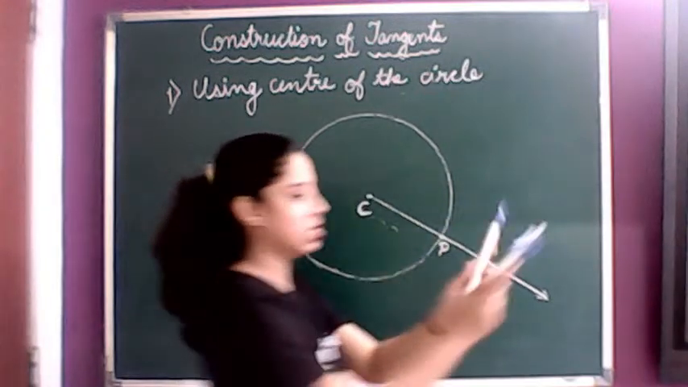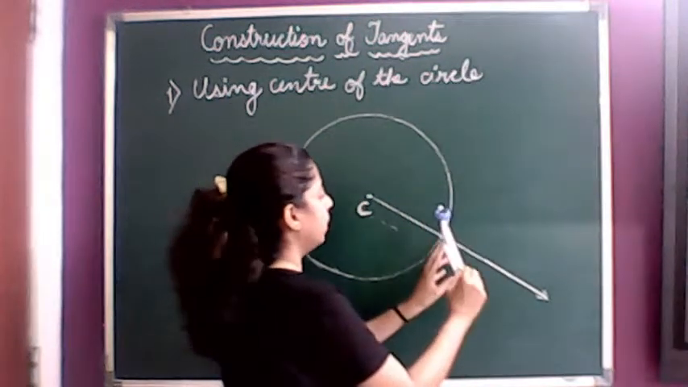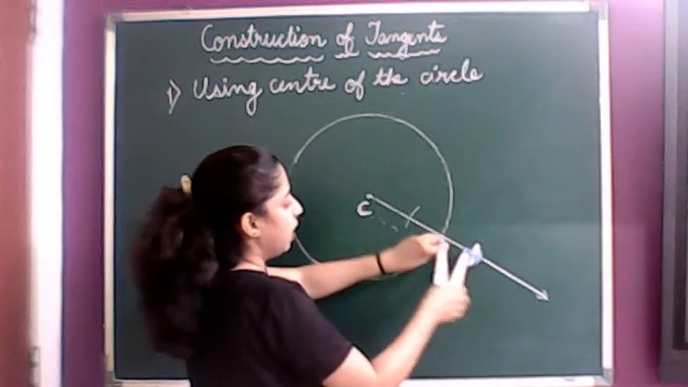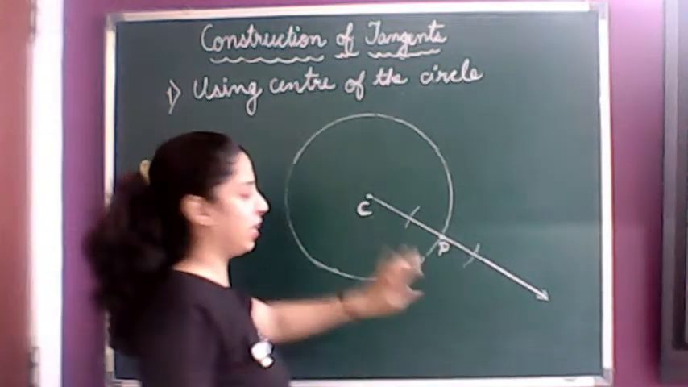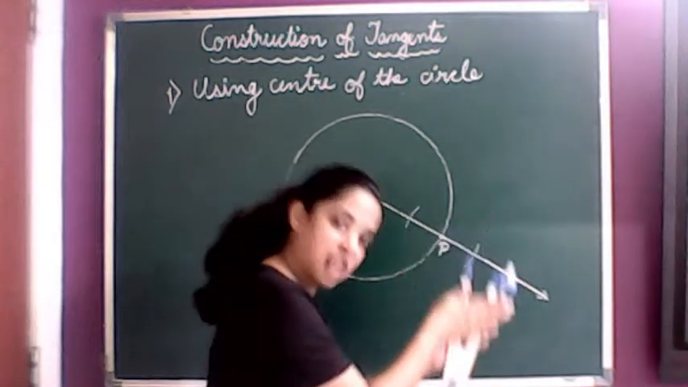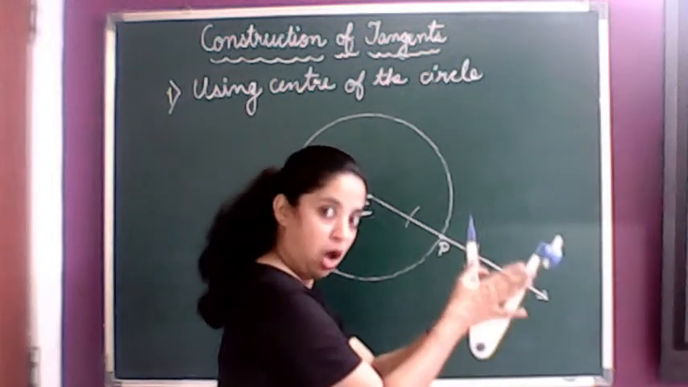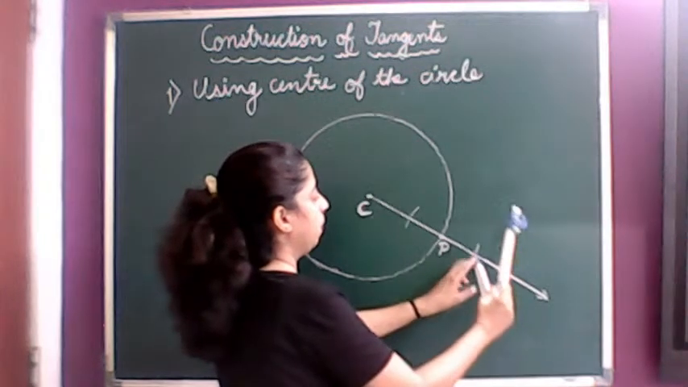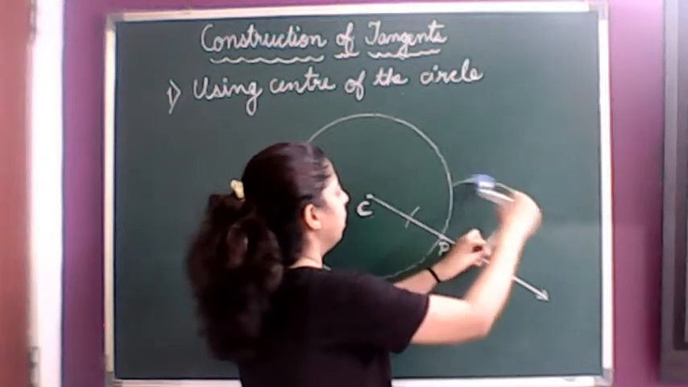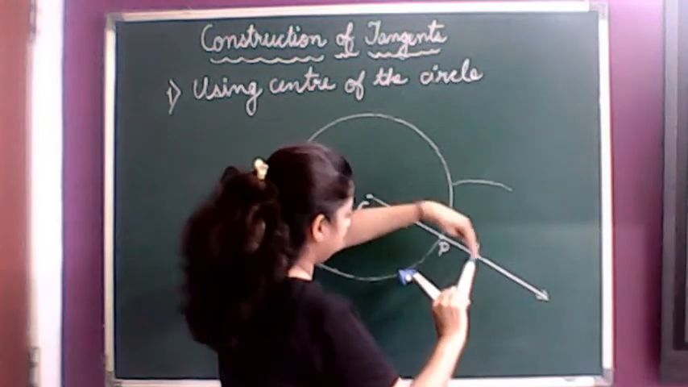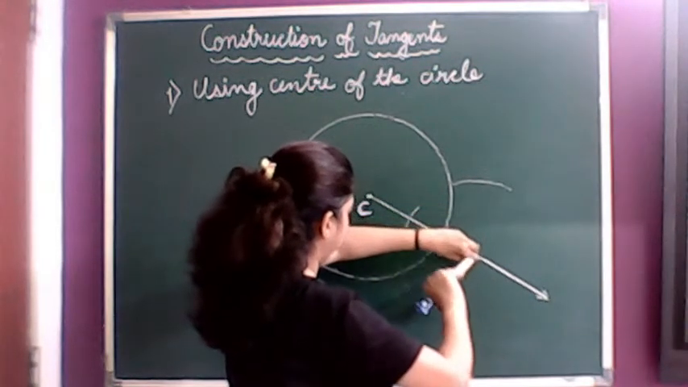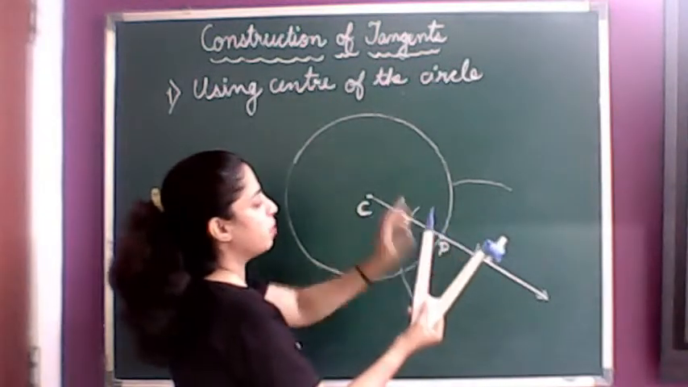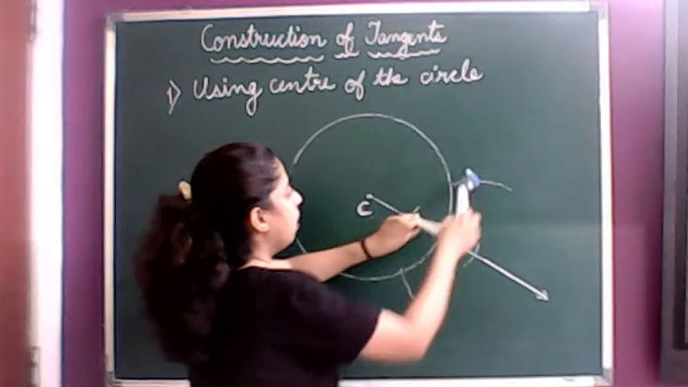Take your compass, keeping the pointer at P, cut your ray at two different points, at two opposite points. Is this clear? Now you can keep it same or you can extend it, but now you have to keep it again same. Now keeping this at this point, draw an arc here. Draw another arc on the other side. Now keeping the same measurement, keeping the pointer here, cut the previous arc.